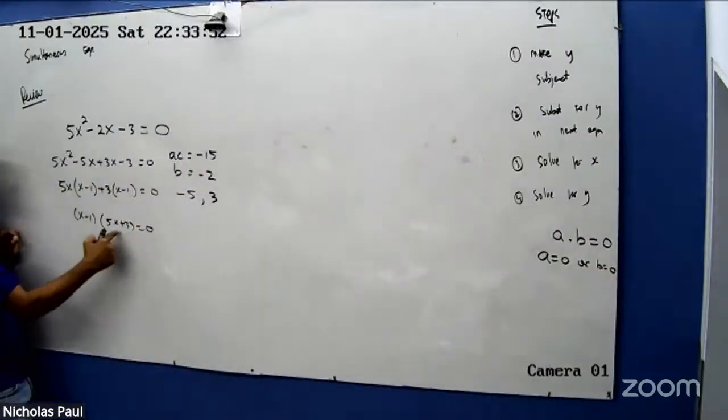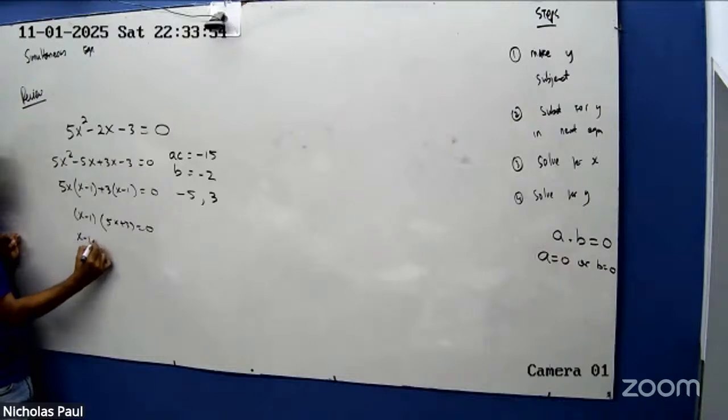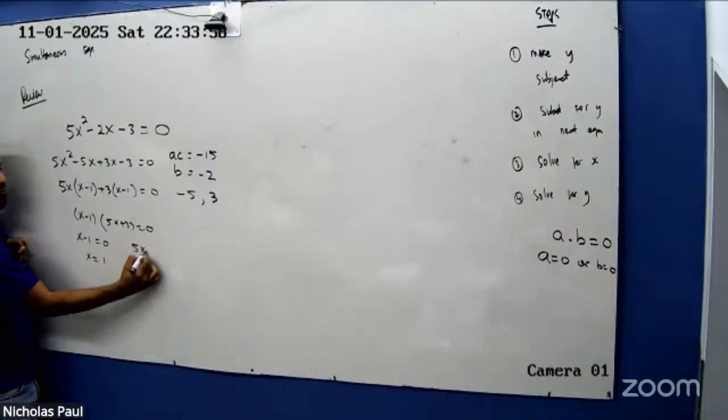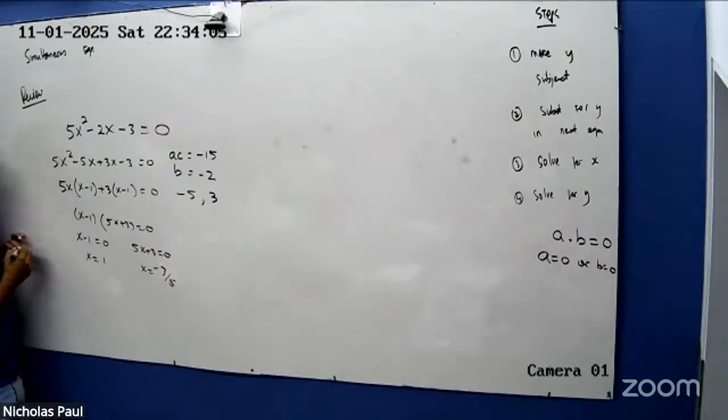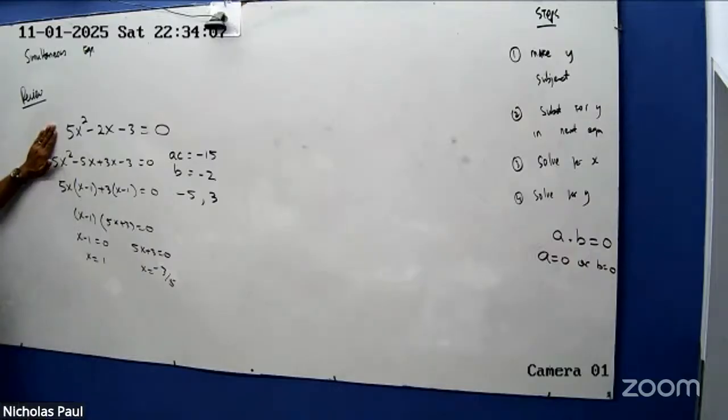Can I apply that here? X minus 1 could be 0, so x is 1. 5x plus 3 is 0, so x is minus 3 over 5. So we could solve a quadratic by factorization. But it doesn't always work, so I have to show you our next one.